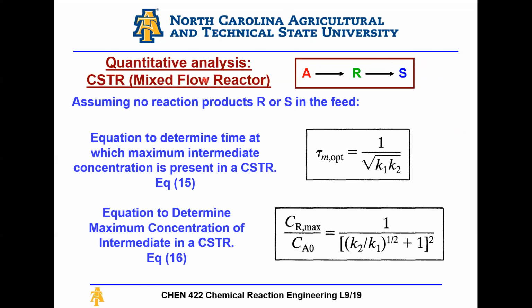The second thing we're looking at is a CSTR. So let's do a quantitative analysis for a CSTR. Again, A goes to R goes to S. I'm assuming no reaction products of R or S in the feed.